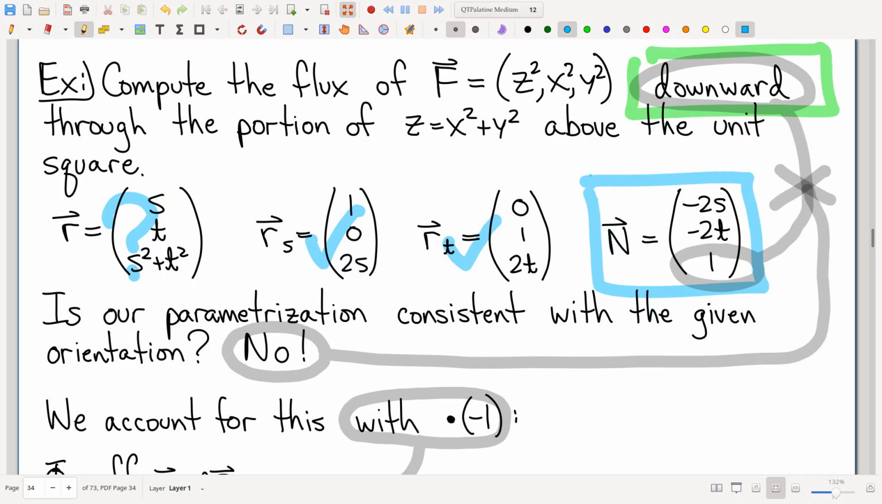So I blew it, right? We messed up, right? This downward is what I was supposed to get. Upward is what I accidentally got. I oriented wrong. You find big N by RS cross RT, right? Does it matter which way you cross it? It does.